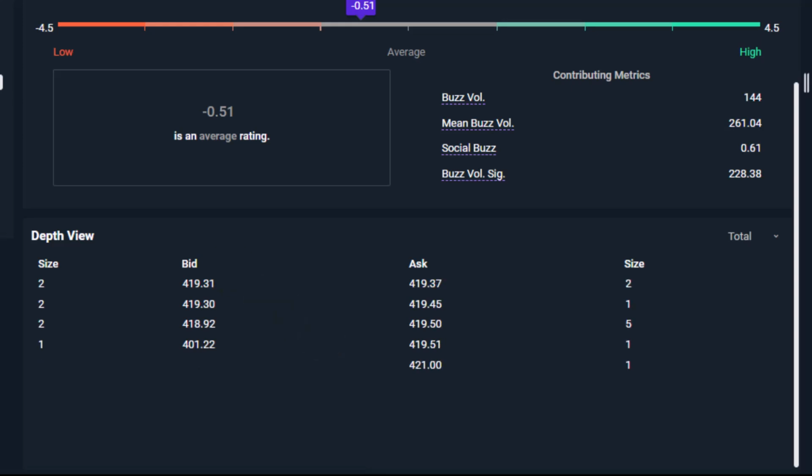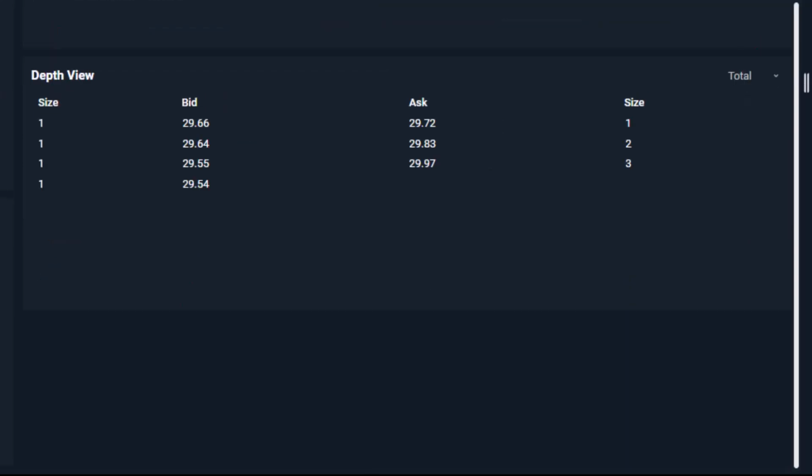Now let's go to something that's less liquid. Let's go to Eagle Bancorp and take a look over here. Now you can see that these sizes aren't changing because it just doesn't have the volume of Microsoft. So only 100 shares at each of these prices, but we go from 29.66 to 64 to 55. That's a 9-cent drop right there. Then only a 1-cent drop right here. But you can see not a lot of depth, not a lot of breadth.